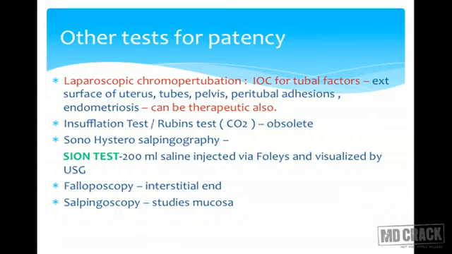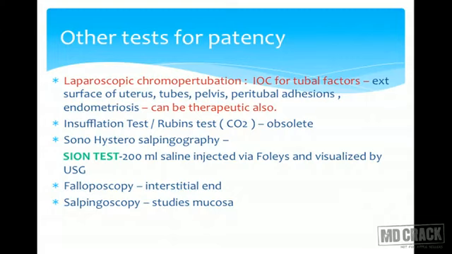It gives us additional information about peritubal adhesions and endometriosis, and at the same time, if any pathologies are found, we can treat them as well. So it is diagnostic as well as therapeutic. We can go for fulguration of endometriotic patches, or if there are adhesions, we can do adhesiolysis at the same sitting under anesthesia. There are other tests, but these are obsolete now, like the insufflation test, Rubin's test, where CO2 was pushed inside the cavity and then it was heard.